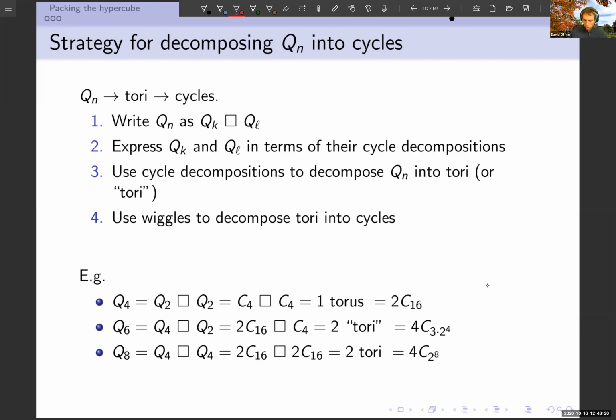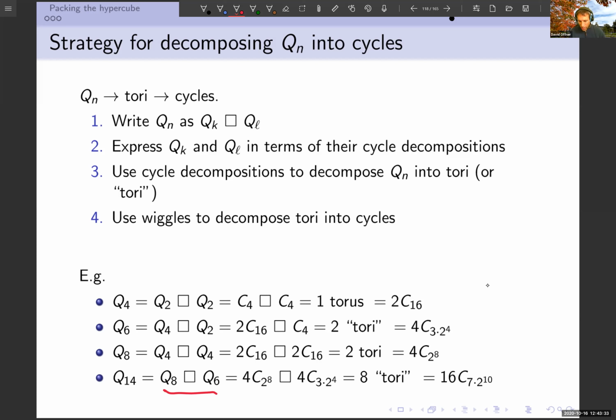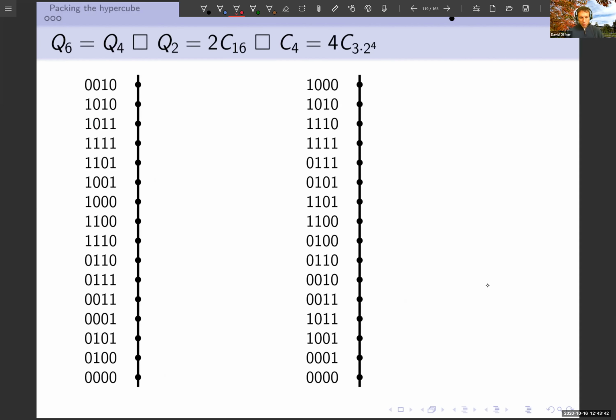We can decompose Q8. The powers of 2 are nice, so for powers of 2, I get honest-to-goodness toruses, and things work out nicely. But then for Q14, I get Q8 Cartesian with Q6, I get 8 torus-like objects. Okay, and so I think I have just enough time to give you an indication of how it gets a bit complicated, but that we can deal with it. So to see the complexity, let's look at Q6.